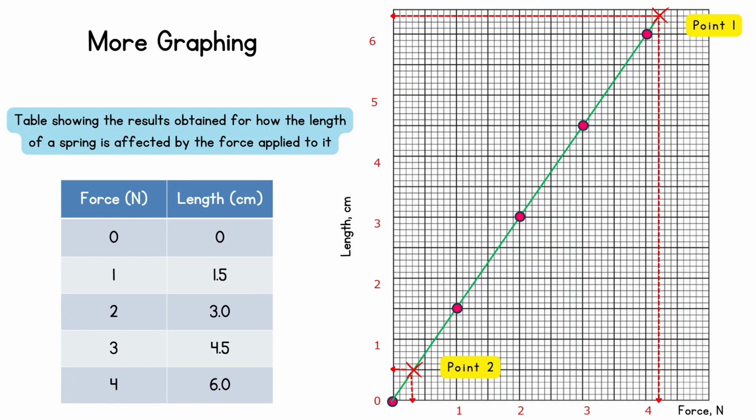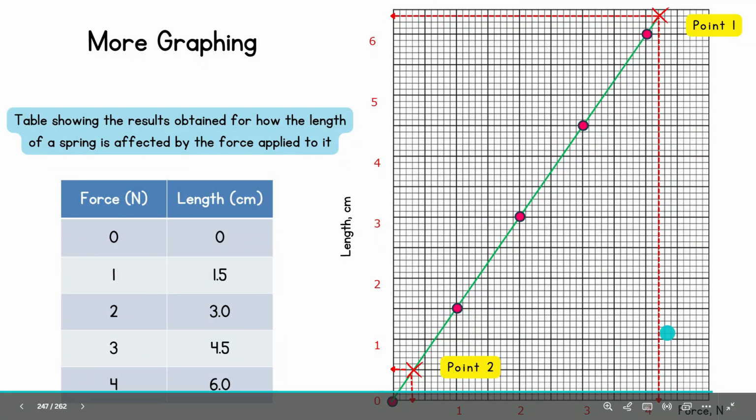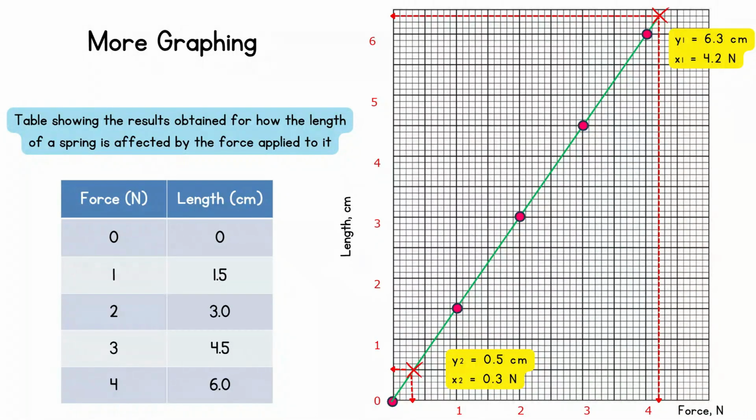We have to determine the x and y coordinates of those points we just plotted. So see the first point, determine our y coordinate here, and then we're going to determine its x coordinate from down here. And we get y1 equal to 6.3 and x1 is equal to 4.2. Okay, and then for y2 we have y2 is equal to 0.5 and then x2 is equal to 0.3.